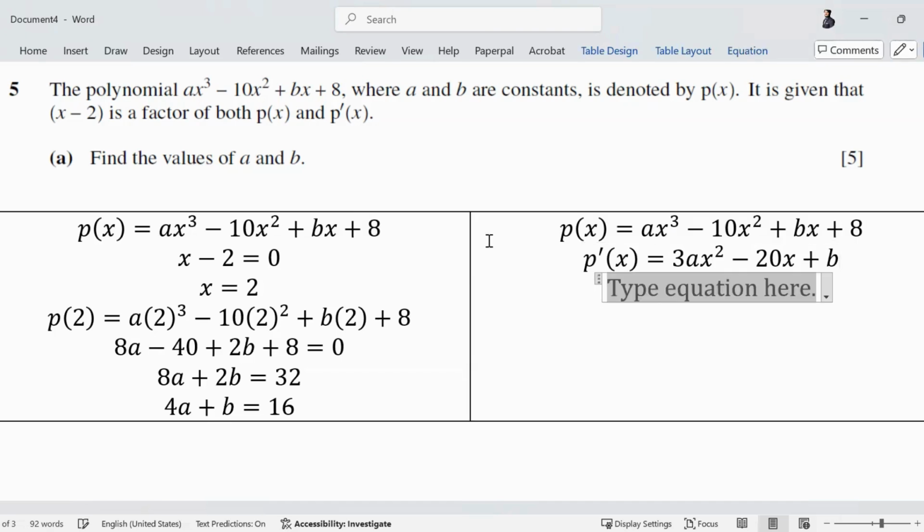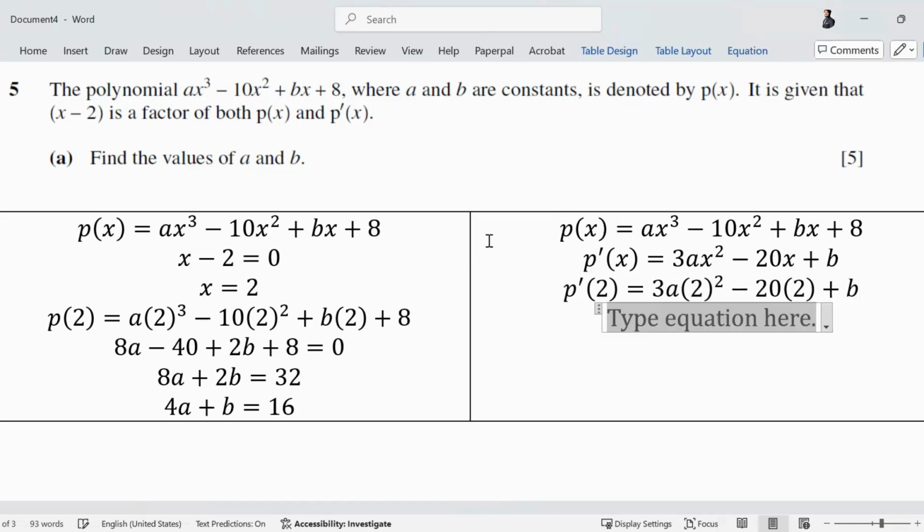Okay. So 3ax square minus 20x plus b will again be p dash. x minus 2 is also a factor of p dash. So if I plug in the value 2 over here, 3a into 2 square minus 20 into 2 plus b, that is 12a minus 40 plus b, and this entire thing will again be 0 because x minus 2 is also a factor of p dash of x.